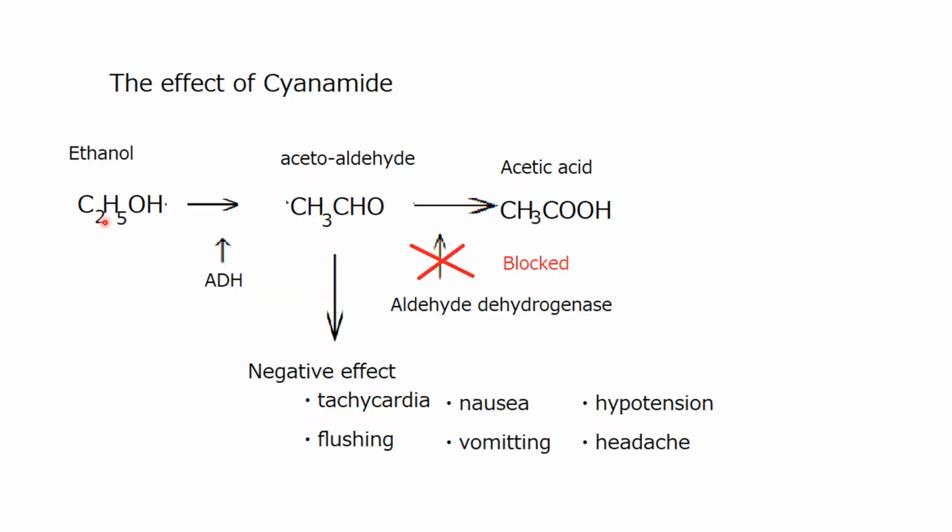Alcohol, ethanol, is metabolized in two steps in the human body. Ethanol is turned into aldehyde by alcohol dehydrogenase, and aldehyde is turned into acetic acid by aldehyde dehydrogenase. Alcohol makes us happy and feel free from anxiety, whereas aldehyde is a toxin and causes many adverse effects.